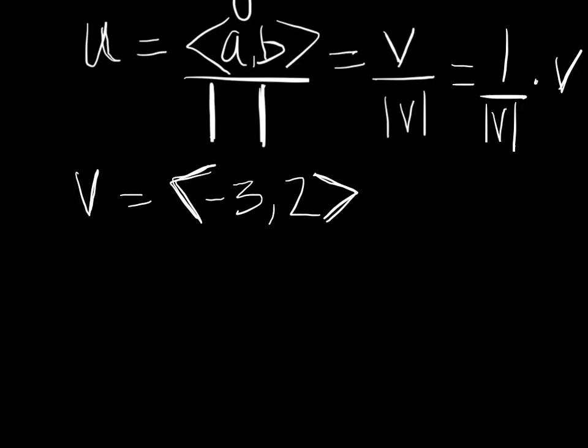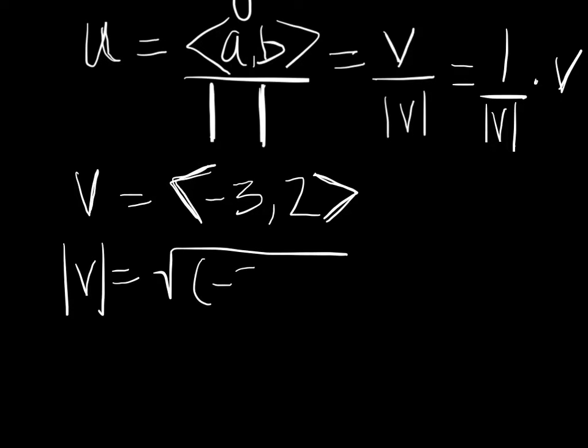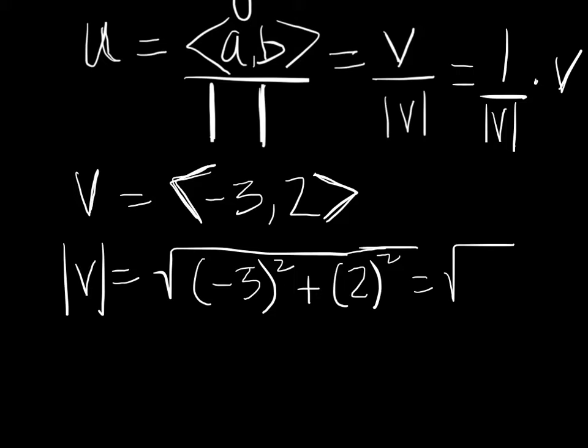The first thing I want to do is find the magnitude of this vector. I remind you, we're going to use that lovely distance formula. But if it's already in component form, the magnitude is going to be the square root of your a squared plus your b squared. I was saying b, but I really should have written 2. So this will be the square root of 9 plus 4, which equals the square root of 13. So the magnitude of this vector is the square root of 13.